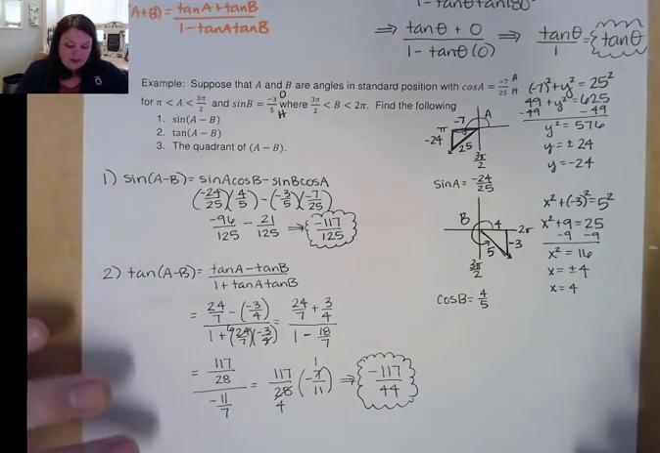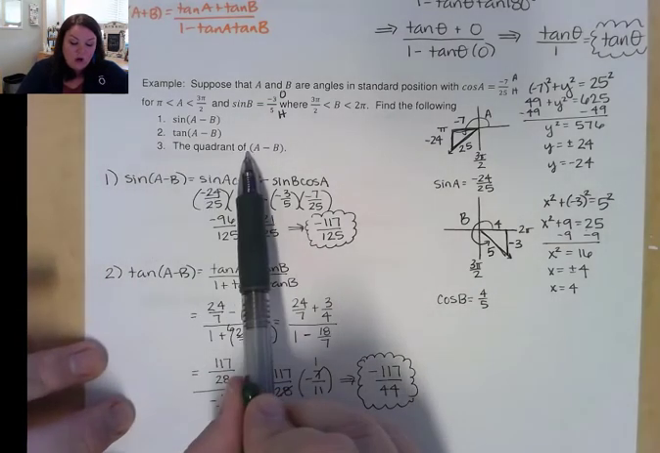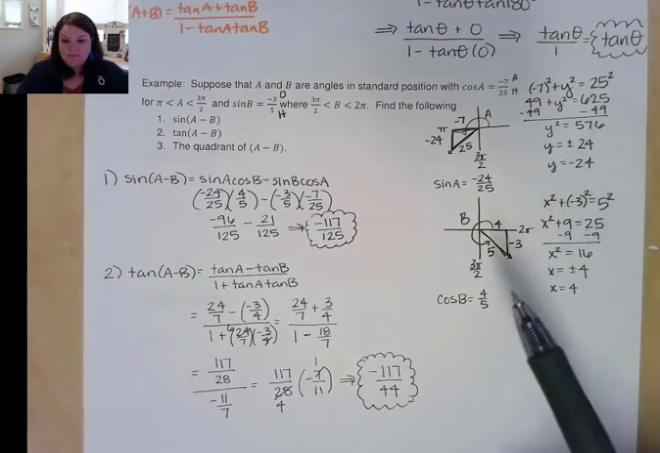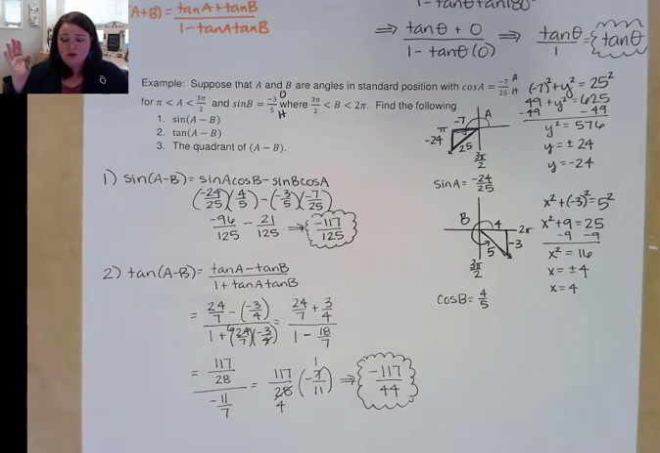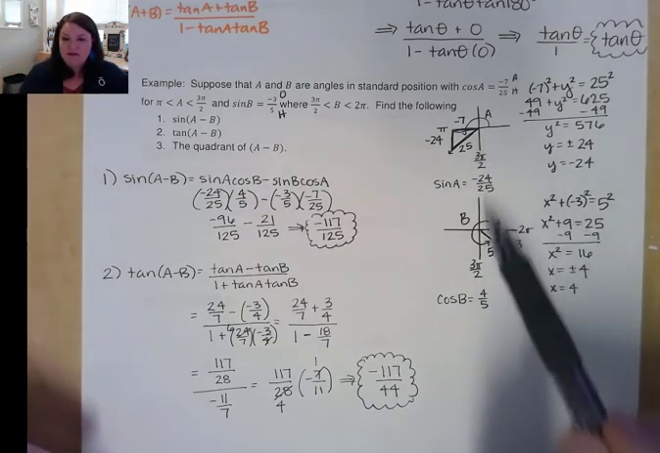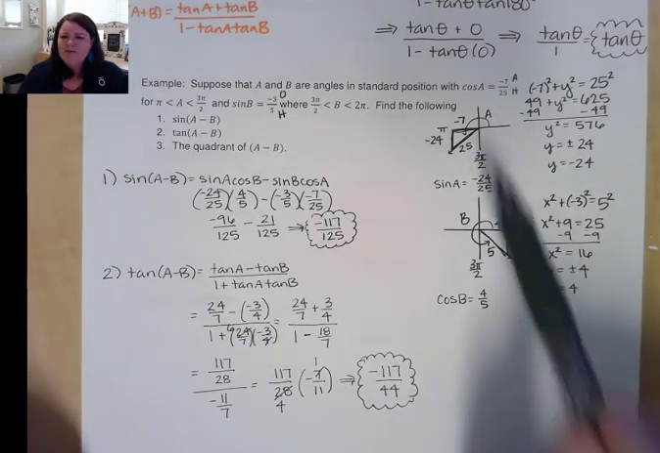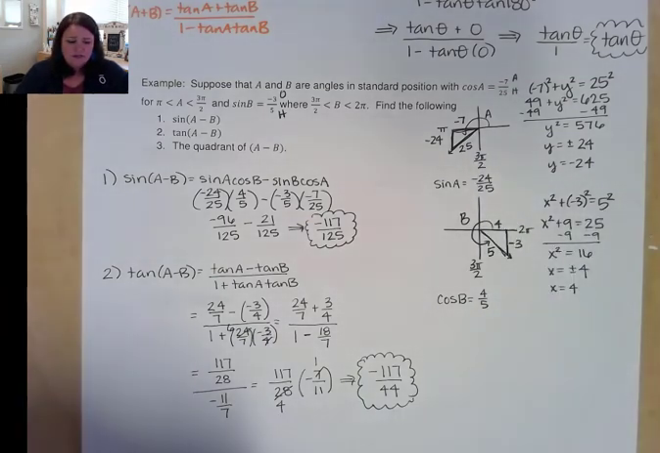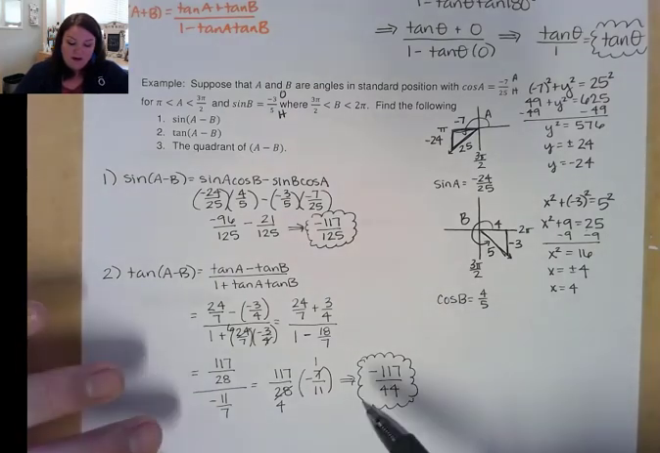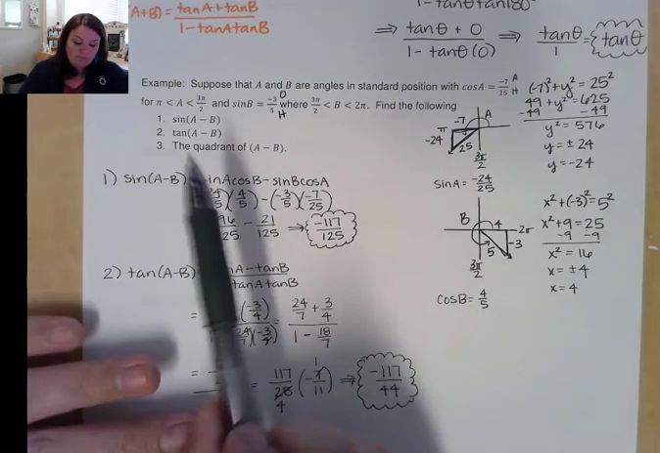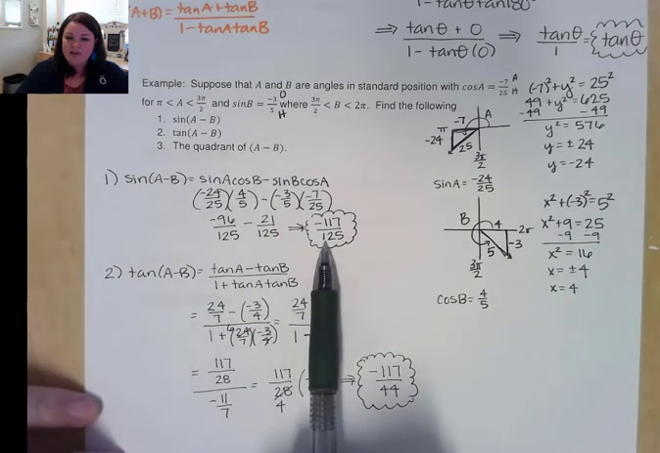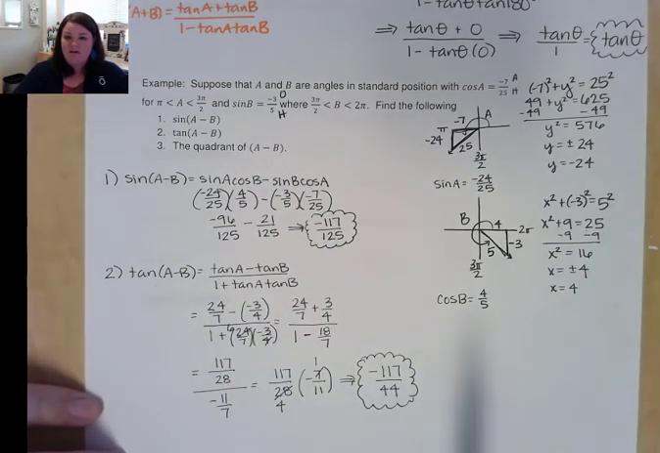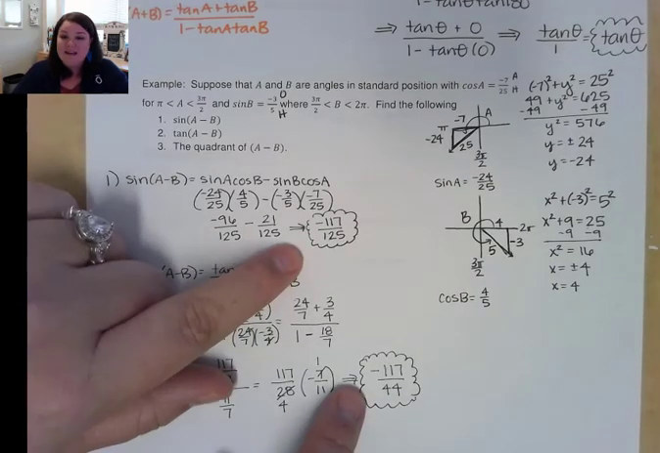Number 2, and then number 3 is the quadrant of A minus B. Now, A minus B is a new degree measure, right? So I can't use these reference triangles that I used. So I have to think about, okay, where would the quadrant of this angle be? Well, all I know is the sine value of the angle and the tangent value of the angle. Okay, I know they're both negative.